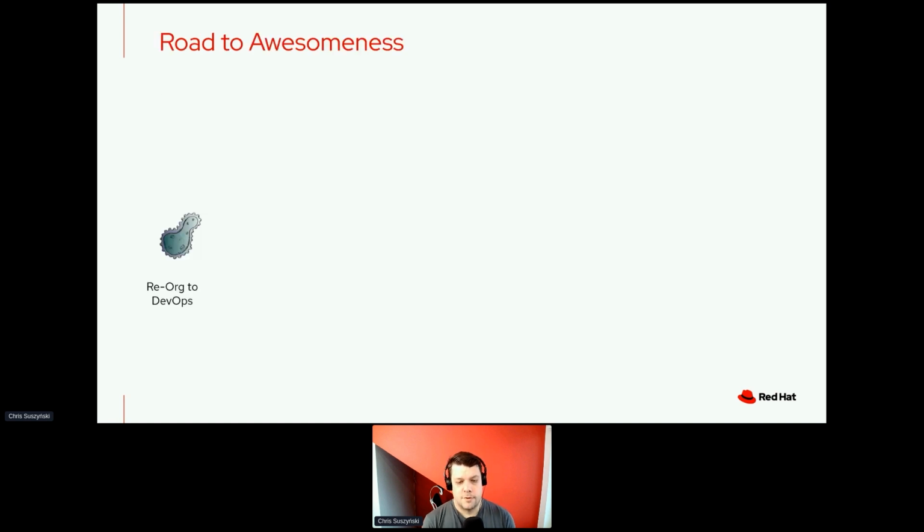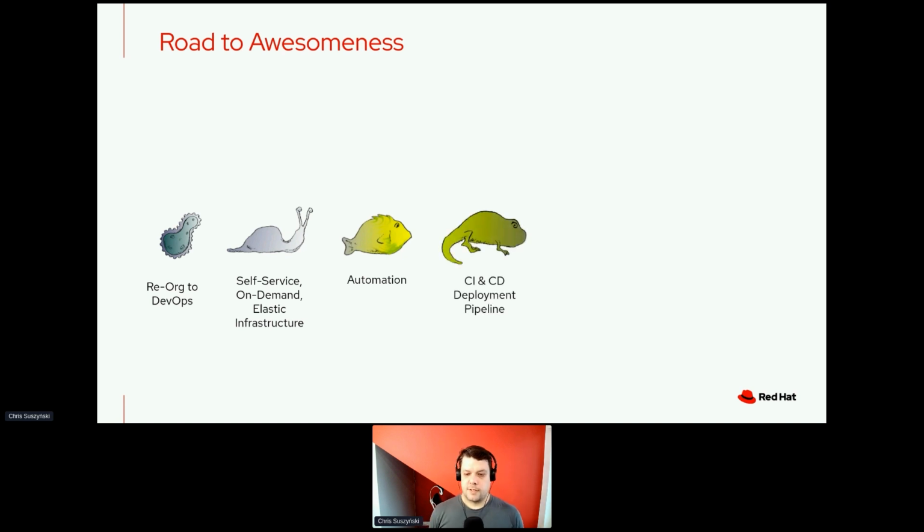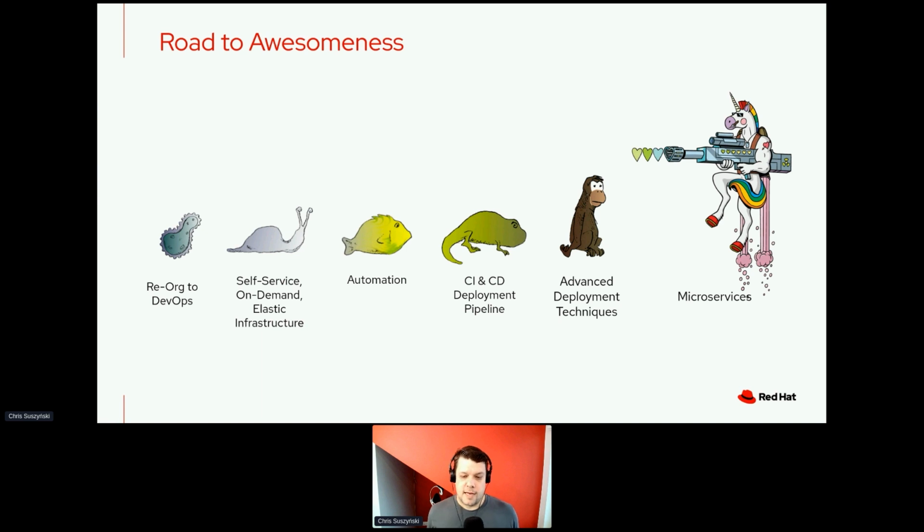And on top of that, we need to do things that are required in order to adopt any new ideas. We have things like on-demand, elastic infrastructure, automation. We have CI/CD and deployments, pipelines, advanced deployment techniques, and only after that could we think about doing microservices, right? Because without those, it's really hard to think about doing any of this.